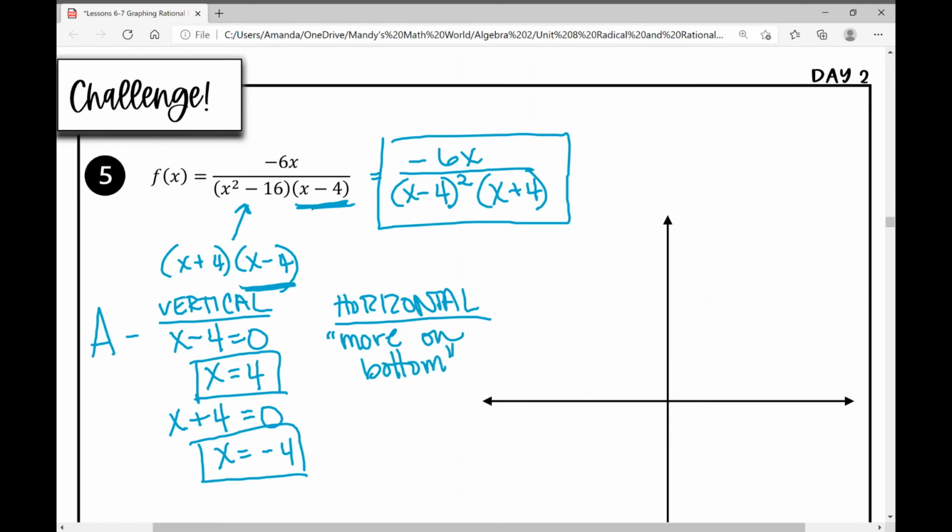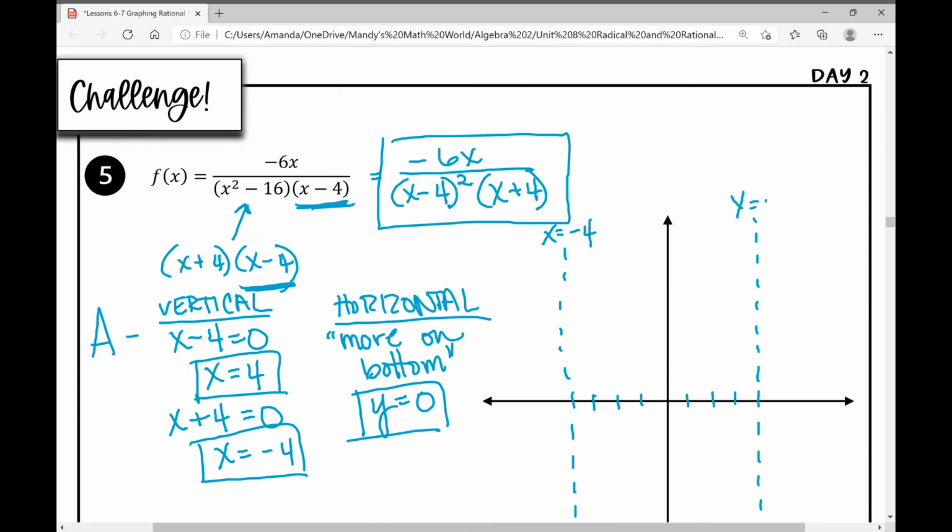And because of that, it's just y equals 0, which is just our x-axis. So let's graph those vertical asymptotes. X equals negative 4 is right here. Could have graphed it better, but oh well. And then x equals positive 4 is over here. And then y equals 0 is just that x-axis, right?